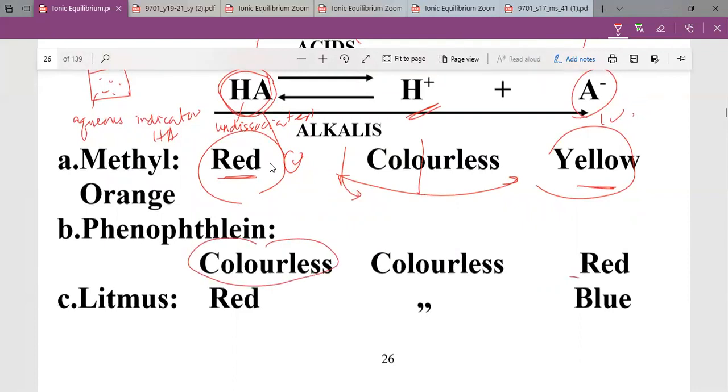Okay, A minus is red or pink. Either one. If you use pink, always use pink. If you use red, always use red. Don't use pink and red together, because that gives you 0. Okay, so of course the midpoint, or the end point as we call it, is faint pink.